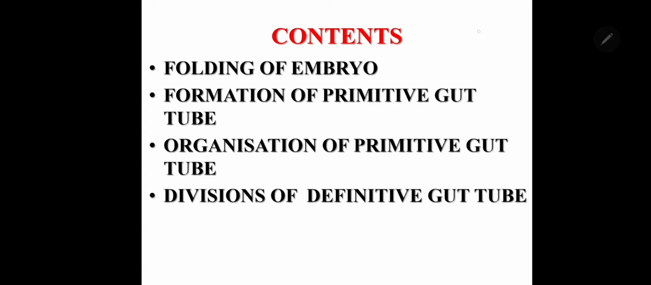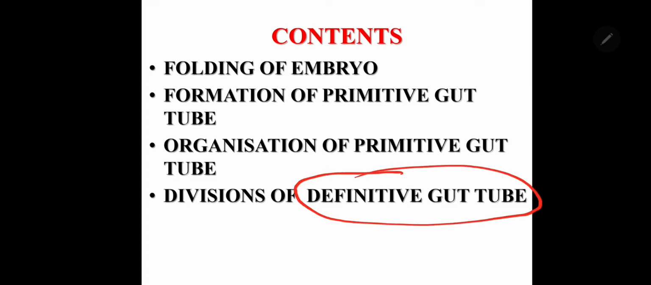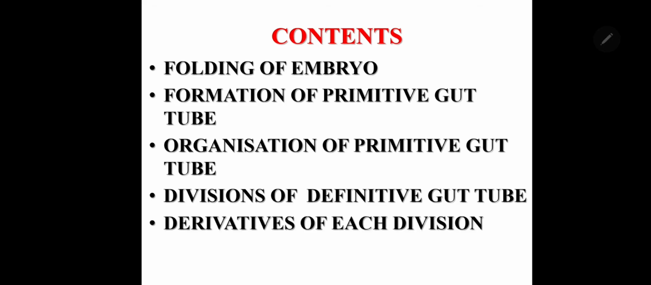Then divisions of the definitive gut tube. First it is the primitive gut tube, then it becomes the definitive gut tube, and how it is divided into different parts depending upon the structure and their arterial supply. Then what are the developmental products of each division of the definitive gut tube we are going to see in this session. So first, beginning with the folding of the embryo.